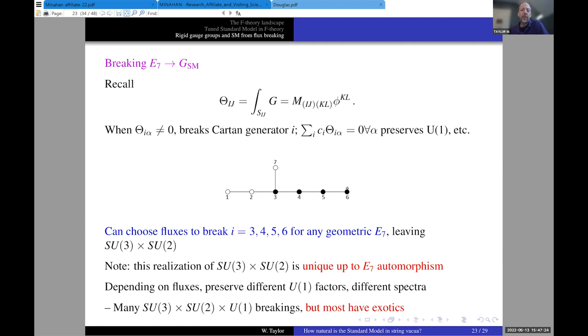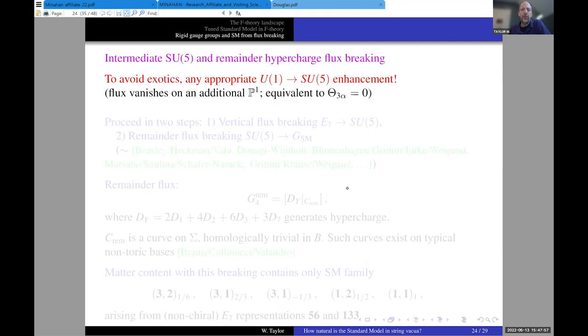Typically, if we do this, we get some exotics. So we can either do this and have exotics and say, look, we've got the standard model plus exotics, or we can go one step further and say, let's choose the fluxes so that the U1 is essentially the U1 hypercharge, and then we don't have exotics. On the other hand, this embedding of SU3 cross SU2 is actually provably unique up to automorphism. If we do choose a U1 that corresponds to hypercharge, then everything comes together and you get another unbroken non-abelian factor. So you actually have an SU5.